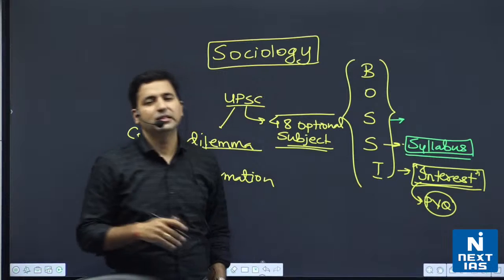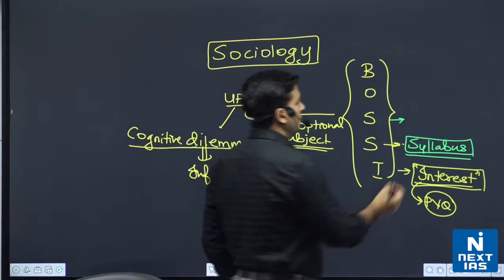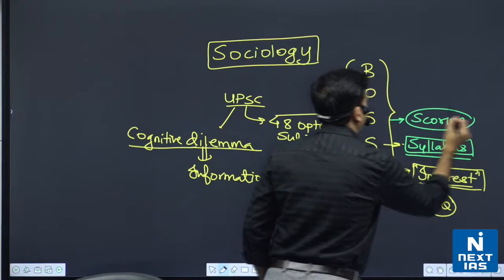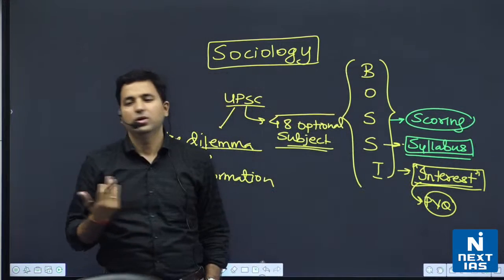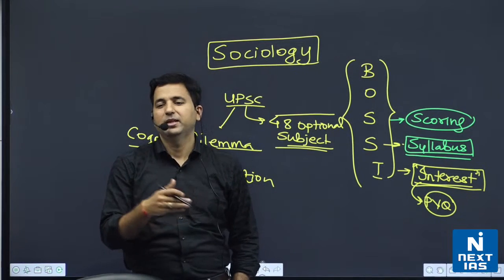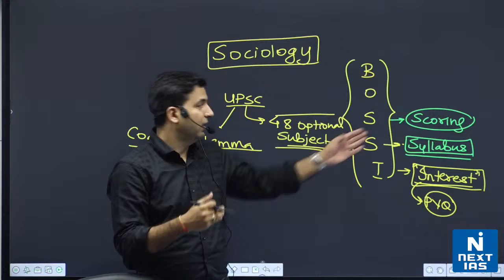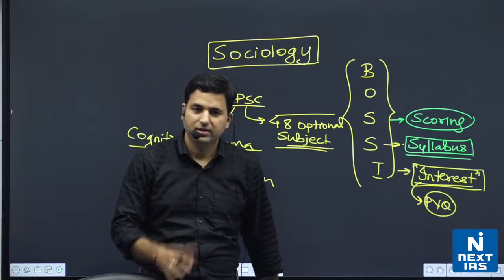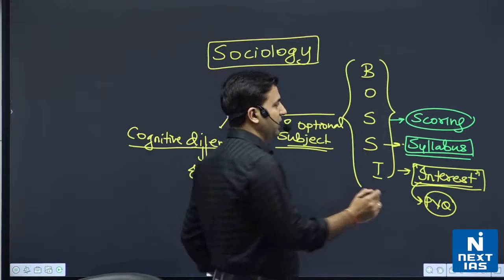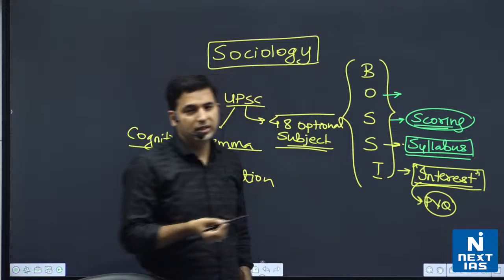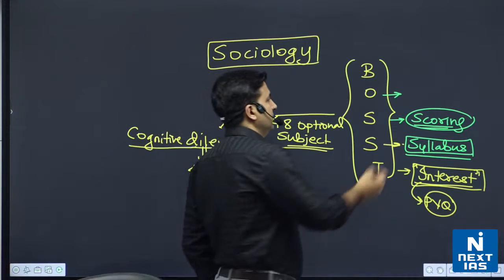The third criteria which students generally choose is whether an optional is scoring or not. Now scoring or not is a misnomer. Actually optionals never score. It is the students who opt for that optional and write answers in the mains examination who score, and then they give popularity to the optional subject. So scoring is a misnomer, but still many people choose this as a criteria for choosing an optional. Then next is overlap.